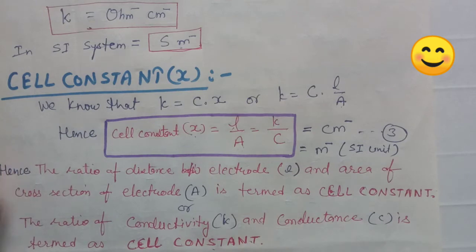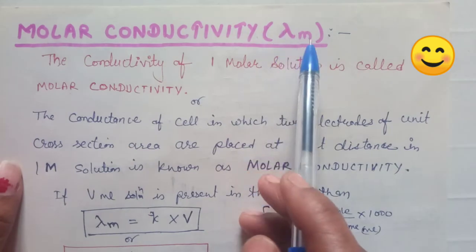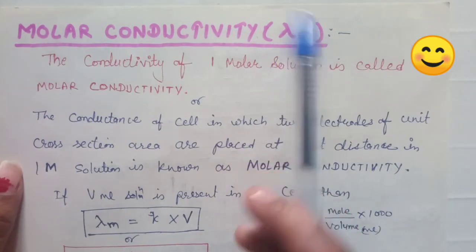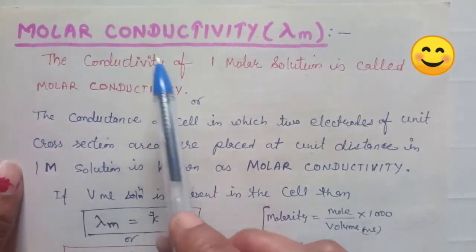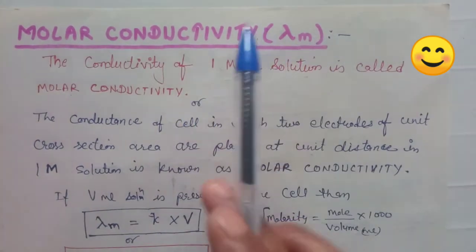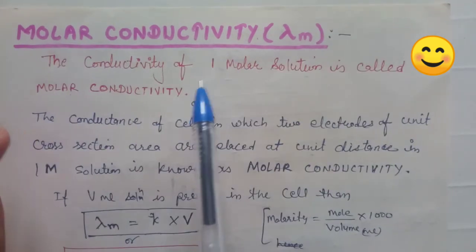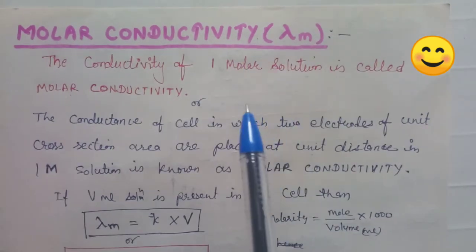Clear? Next term is molar conductivity, denoted by lambda m. M means molar. Molar conductivity. The conductivity was the conductance of the cell when the two electrodes are placed at 1 centimeter with cross section area of 1 centimeter cube.